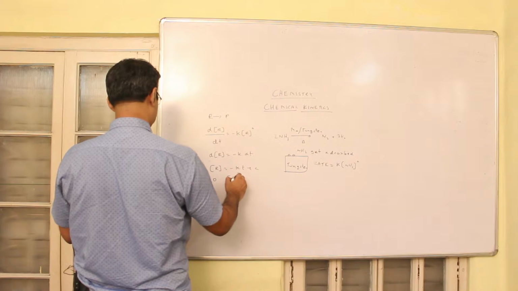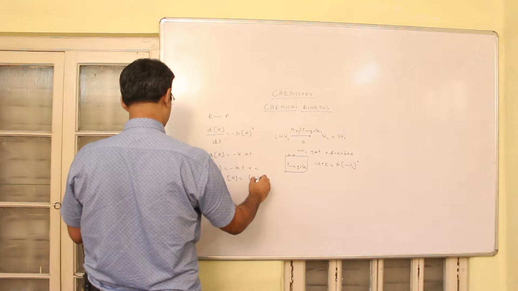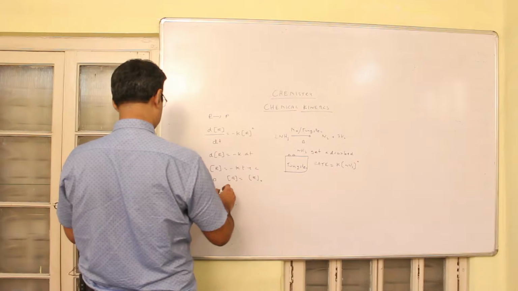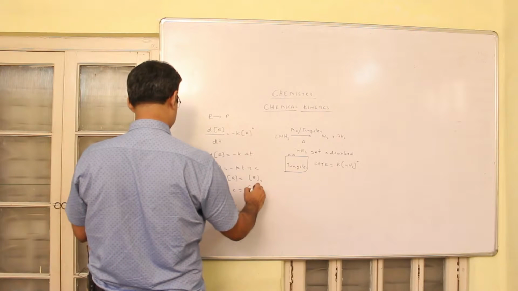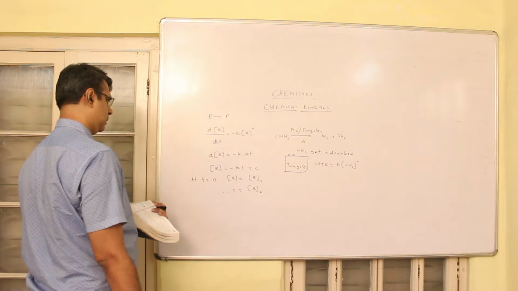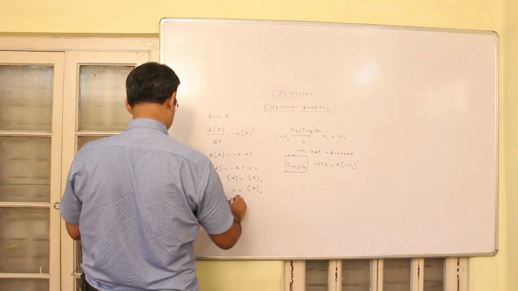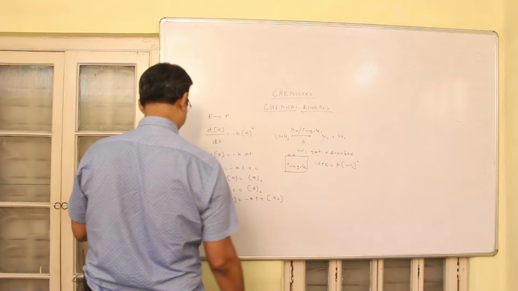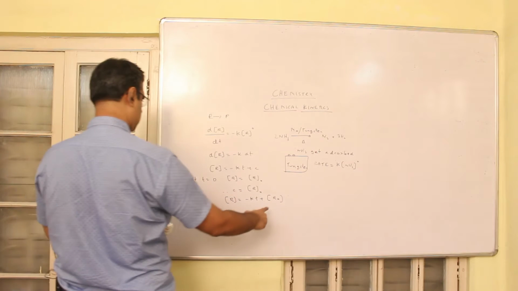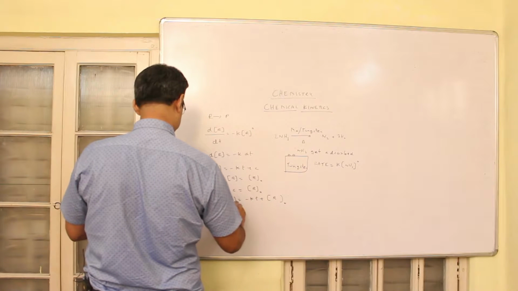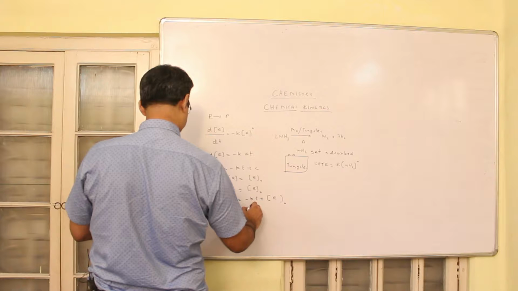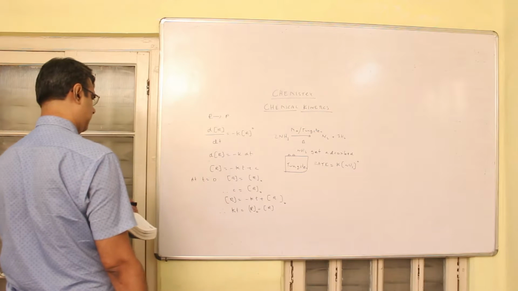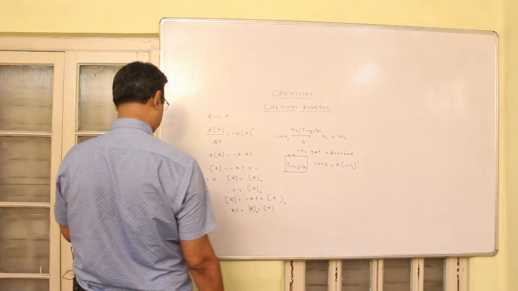At time t equal to 0, the concentration of R, let us call it R naught. So therefore we can say that C is equal to R naught. So this gives concentration of R equal to minus kt plus R naught. Therefore, kt is equal to R naught minus R.